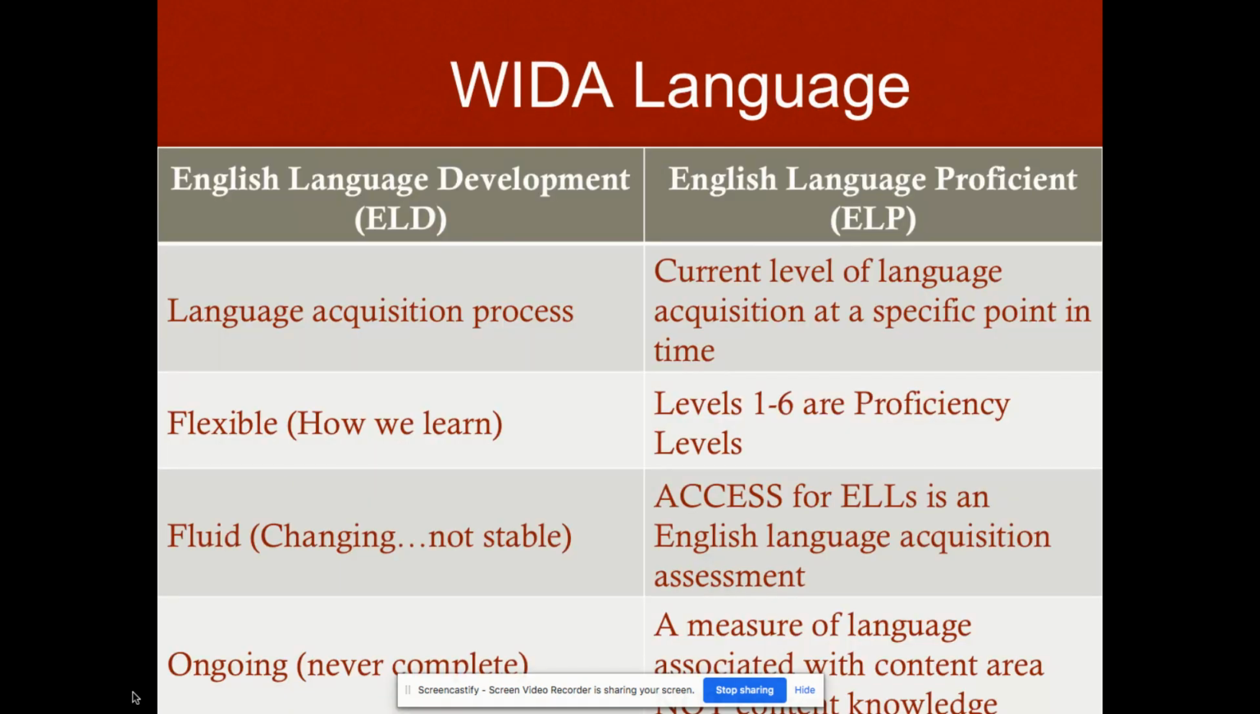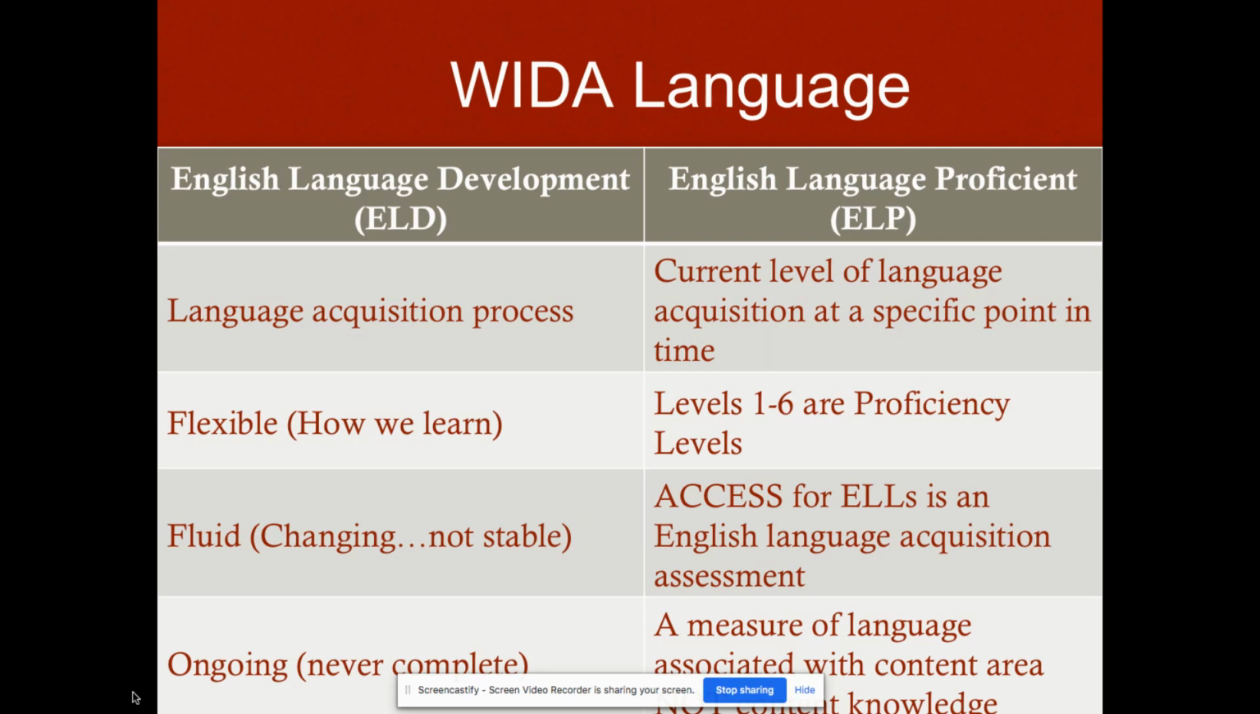So English language development is a process to acquire a new language. It's flexible, fluid, and ongoing. We are always continually learning new words and new things about our language, as are people who are learning it as a second language. It is never complete whenever someone is learning a second language or any language.